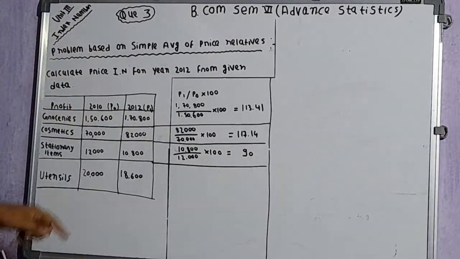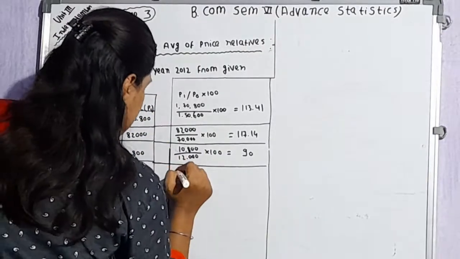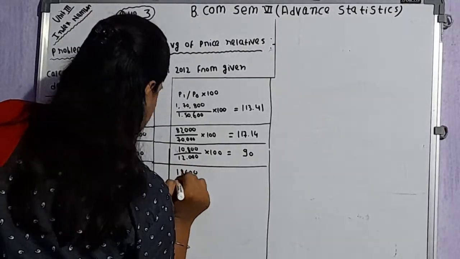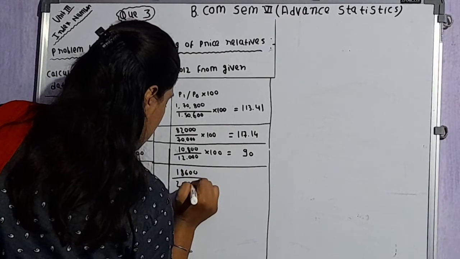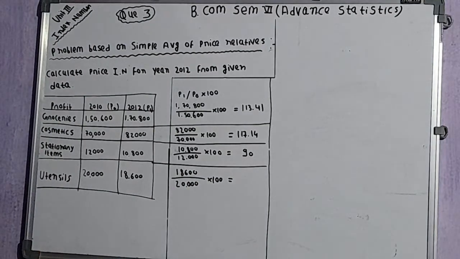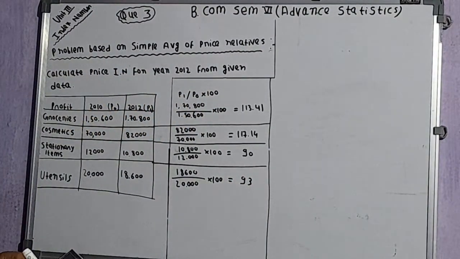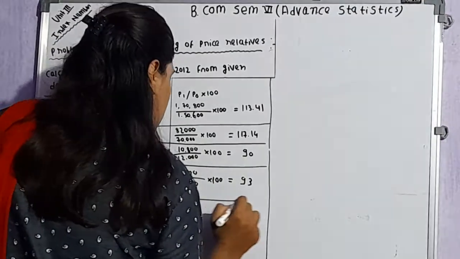After that we have utensils. For this we have to compute the price relative. P1 is 18,600, P0 is 20,000, into 100. So 18,600 upon 20,000 into 100 becomes 93. Now, what we have to do?